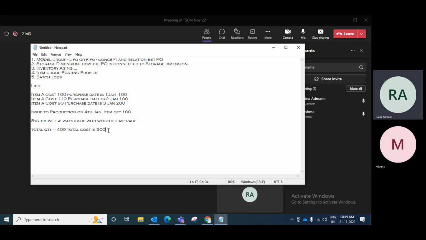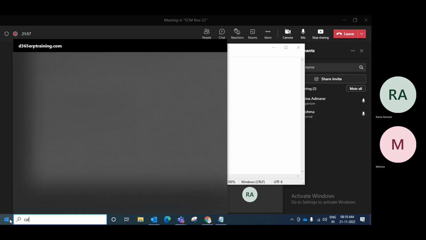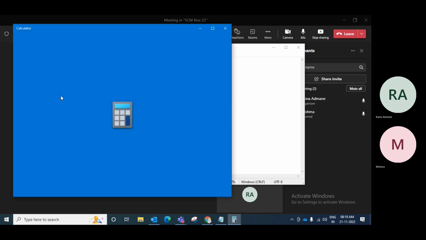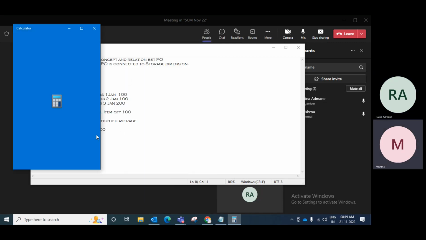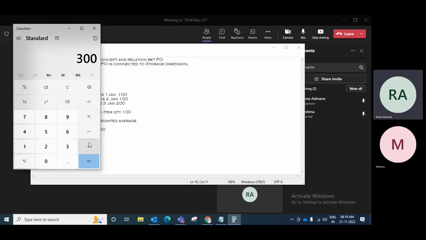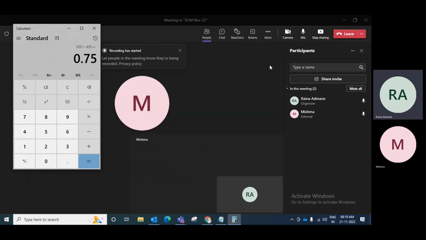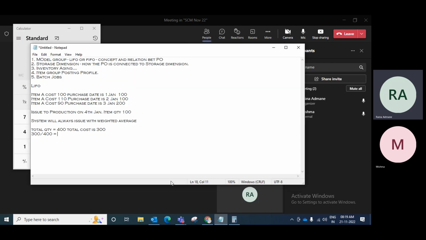So what is the weighted average cost? Your 300 divided by 400. How much does it cost? 300 by 400. Yes, 300 is the total cost divided by 400, which is 0.75. So 0.75 is your per unit cost.